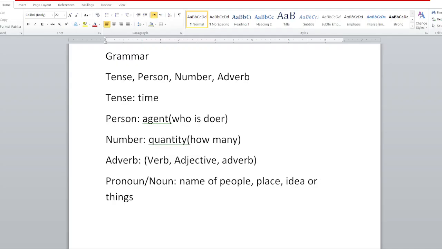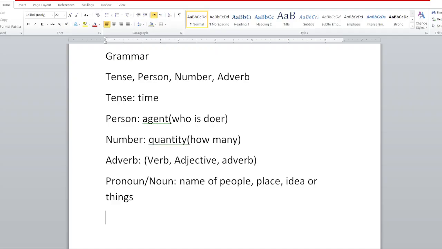Pronouns replace nouns, like there, that, this, each other, what, where. These are counted as pronouns: interrogative pronouns, demonstrative pronouns, reciprocal pronouns, reflexive pronouns, and indefinite pronouns. We are not here to talk about the pronoun kind of things. We will talk about that later.